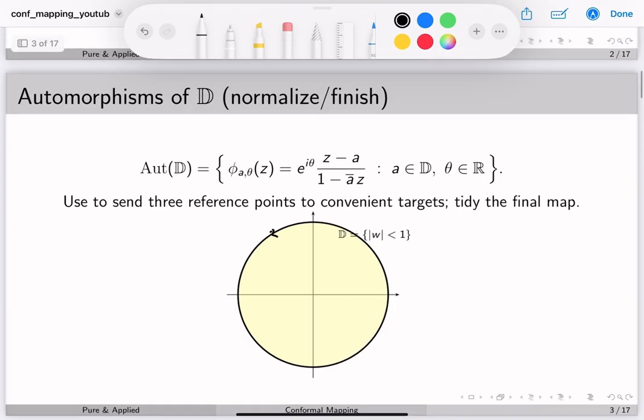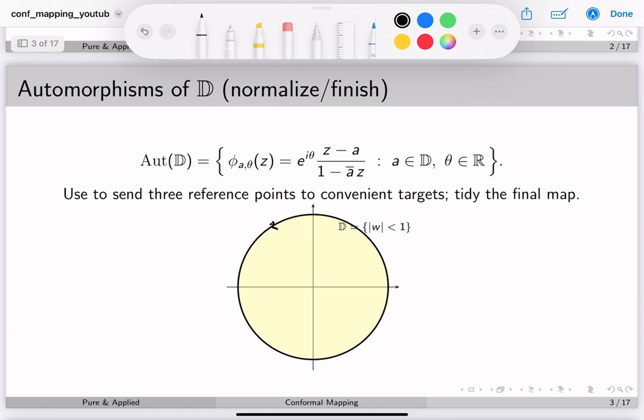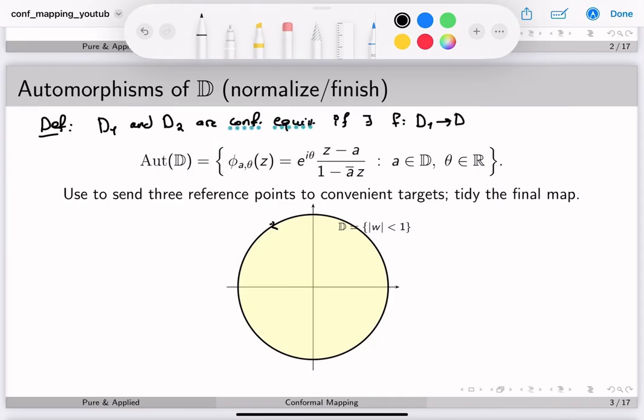So just so that we're on the same page, let me remind you, or let's at least adopt this definition for this video. So we're gonna say that a domain D1 and a domain D2 are conformally equivalent if there exists a map F that goes from D1 to D2 that is biholomorphic. And by biholomorphic, I mean it's holomorphic, it's bijective, and it has a holomorphic inverse. Such domains are going to be called conformally equivalent.